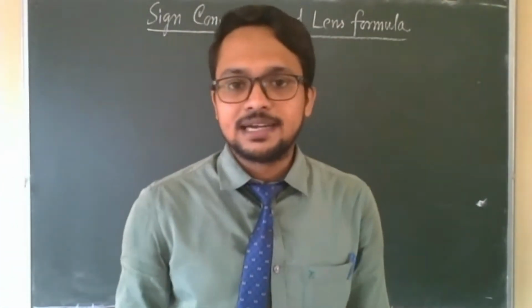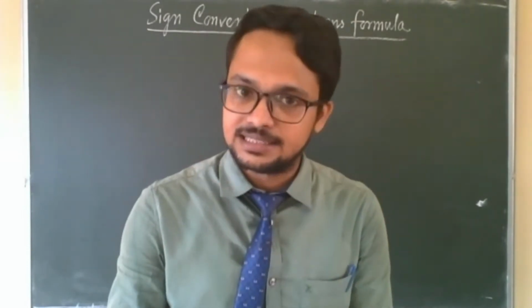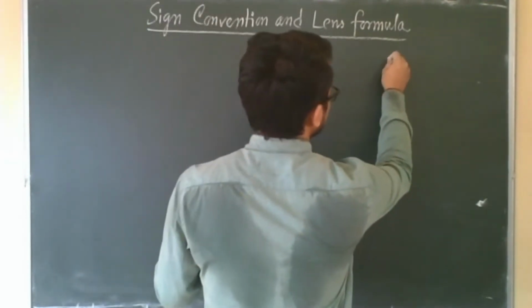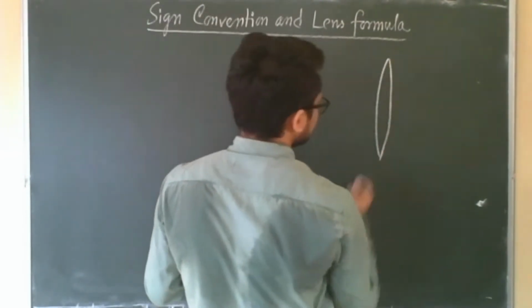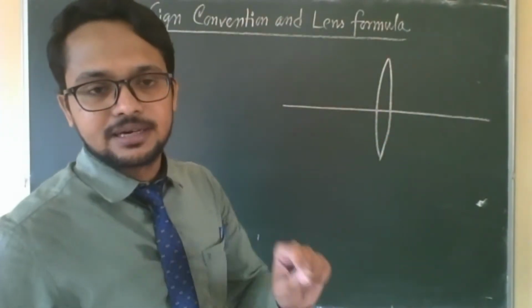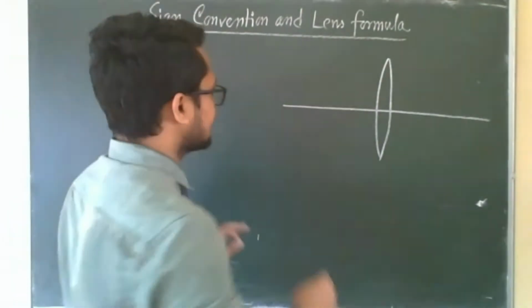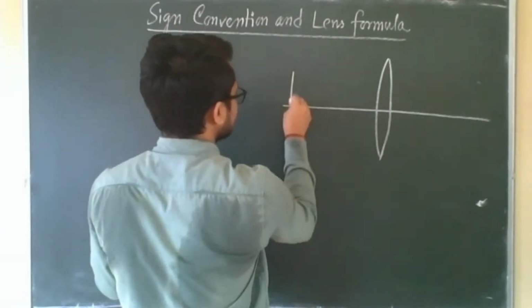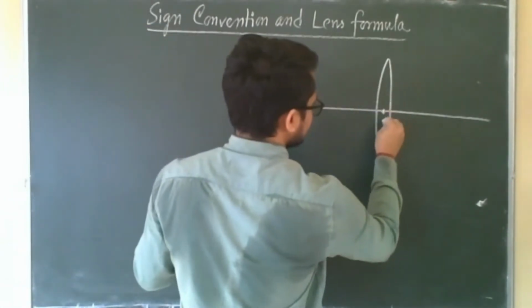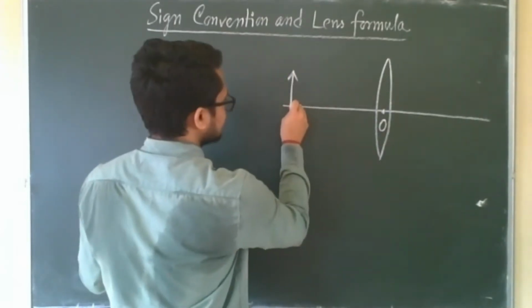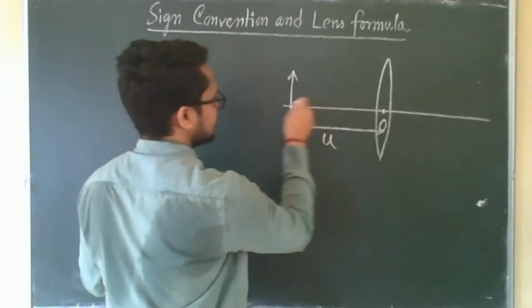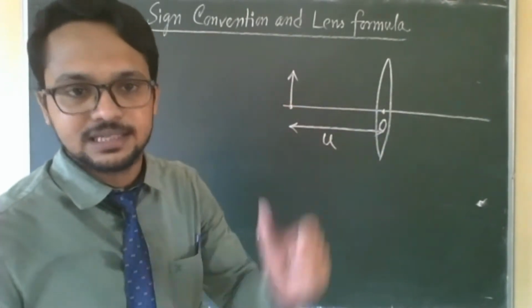There are a few quantities, like object distance. Object distance means what? Suppose this is one lens. This is which kind of lens? Convex lens. In all the ray diagrams you have seen till now, we keep the object on this side, right? So object distance means: this is optical center O and this is the position of object. From optical center to the position of object, that is called object distance.